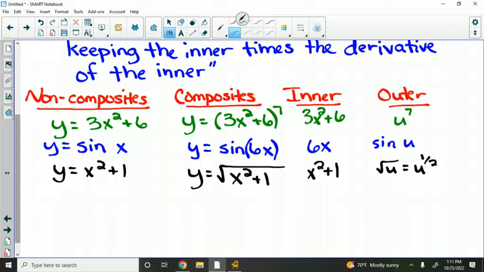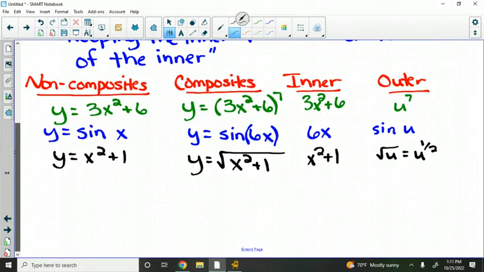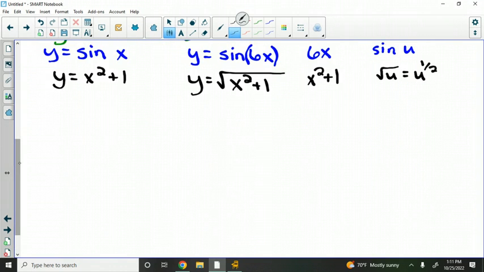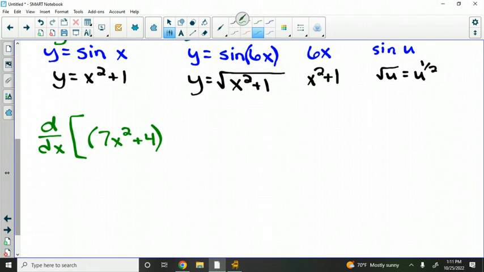Okay, let's actually derive one now. Let's go ahead and do one. I'm going to do one kind of like the green one. If they ask us for the derivative of, let's make it 7x to the second plus 4 to the 5th power. That's what we'll derive.